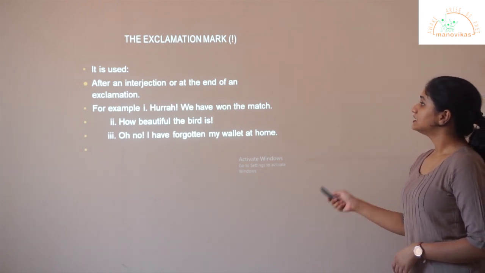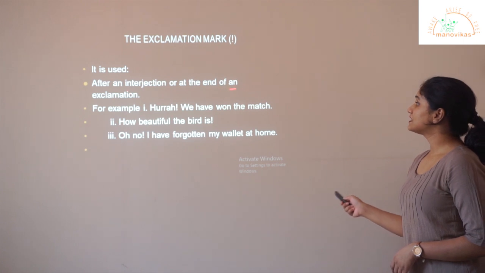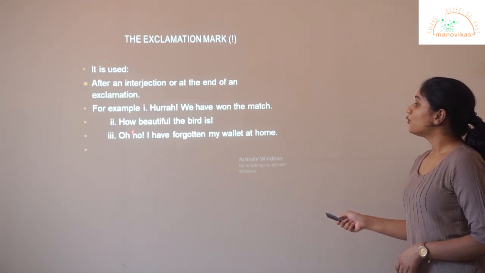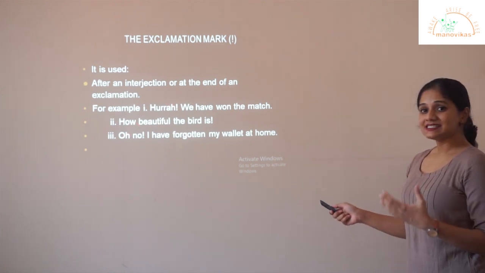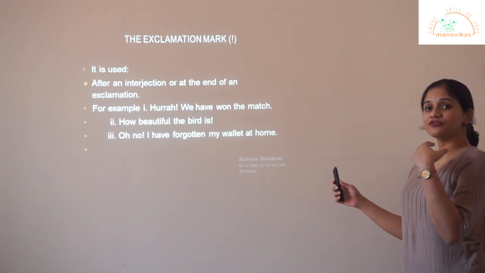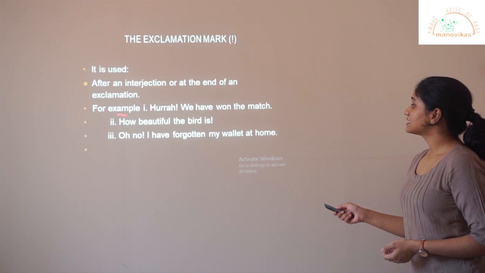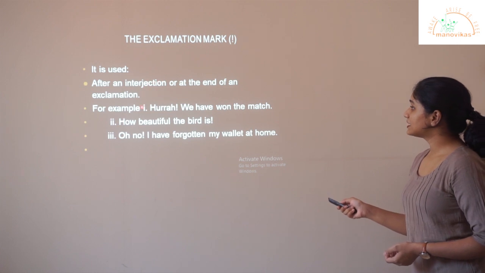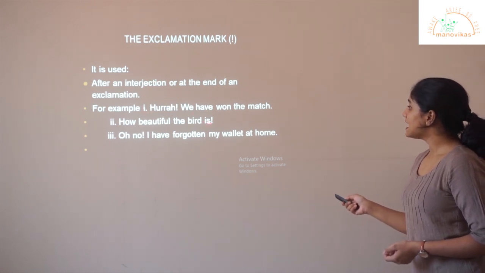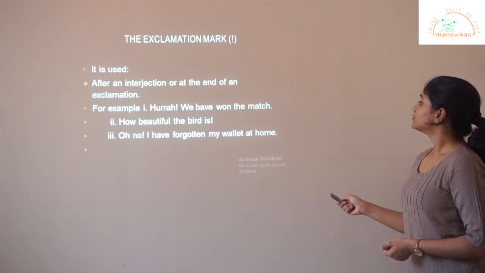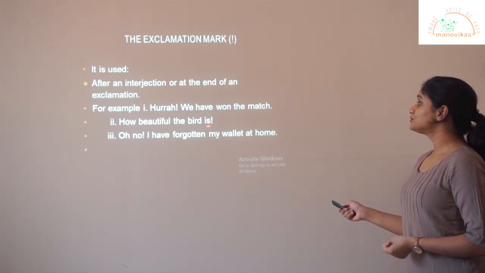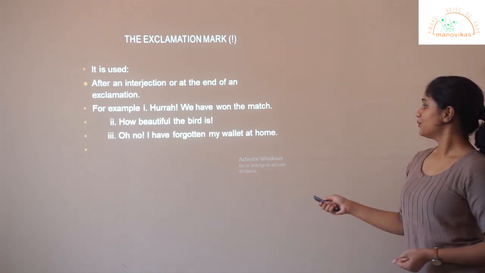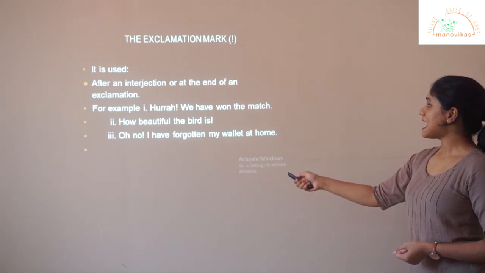Alright. The exclamation mark is used after an interjection or at the end of an exclamation. Now, interjections are words like hooray, oh no, oh my goodness, phrases that inject some sort of feeling into a statement. For example, "Hurrah, we have won the match!" So an exclamation mark is used for an interjection or an exclamation. "Hurrah, we have won the match!" "How beautiful the bird is!" "Oh no, I have forgotten my wallet at home!" So this is the use of an exclamation mark.